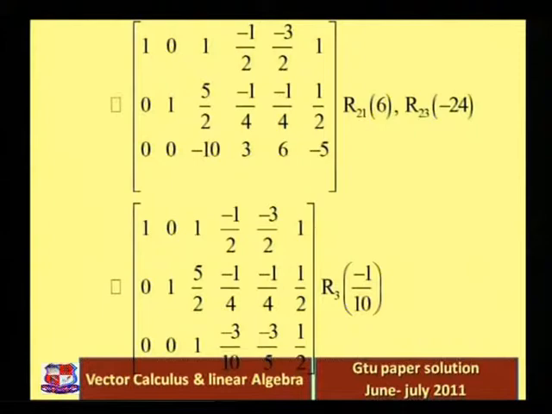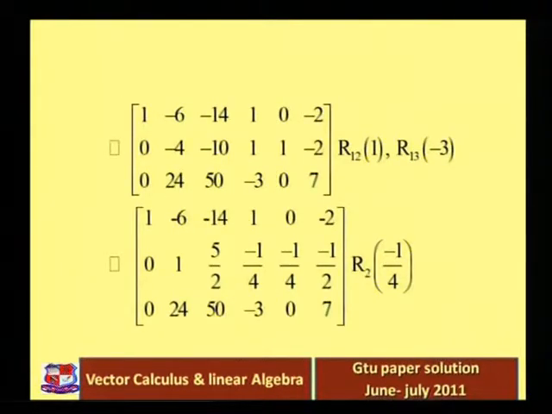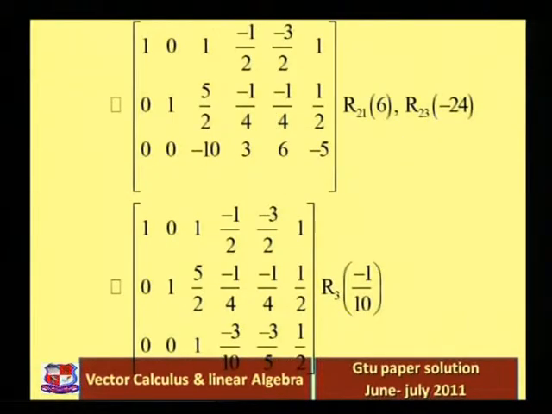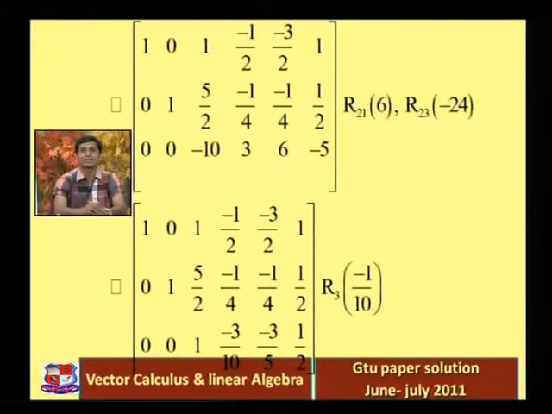The second row is as it is, 0, 1, 5/2, -1/4, -1/4, 1/2. But the first and the third rows are different now, because we multiplied the second row by 6 and added into the first row, and multiplied the second row by -24 and added into the third row. So the first row becomes 1, 0, 1, -1/2, -3/2, 1, and the third row is now 0, 0, -10, 3, 6, -5.